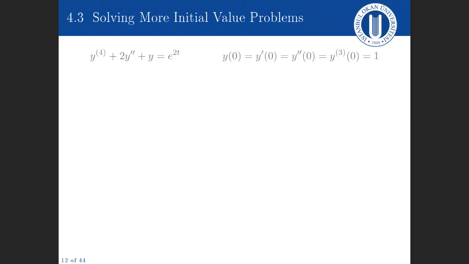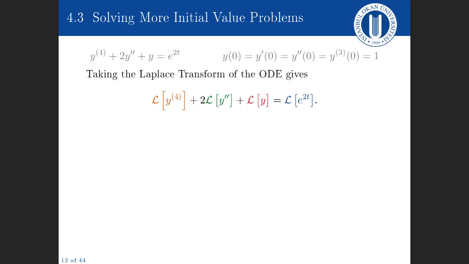Okay, we need some space. Here's the problem at the top, the differential equation and the initial conditions. What do we do first? First, we take the Laplace transform of the differential equation. There we go.